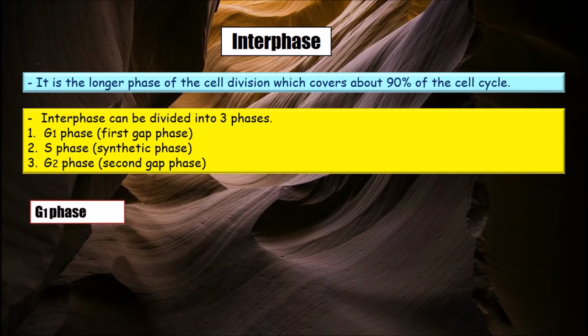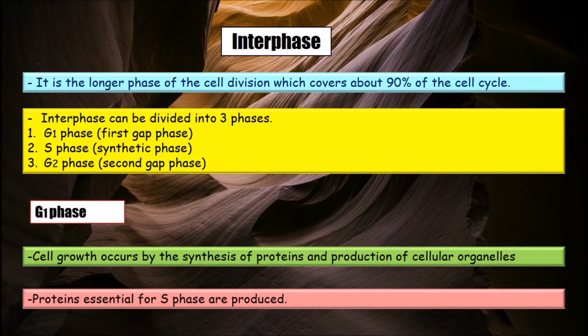G1 phase. In this phase, synthesis of proteins and production of cellular organelles leading to cell growth occurs. Proteins essential for S phase are produced during this phase.